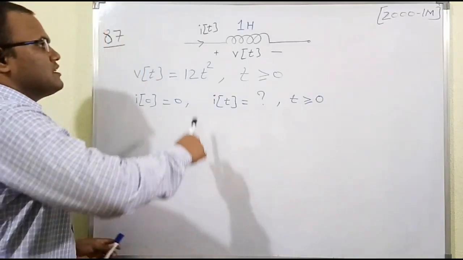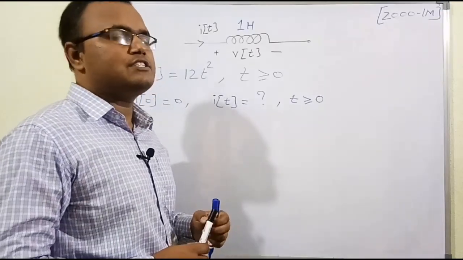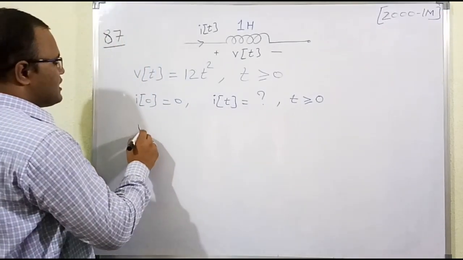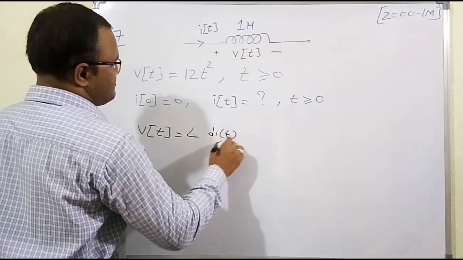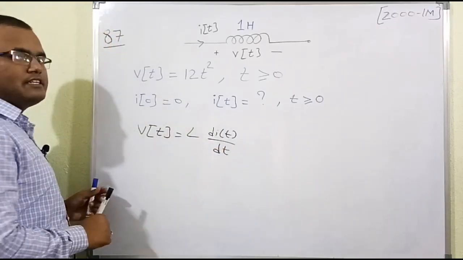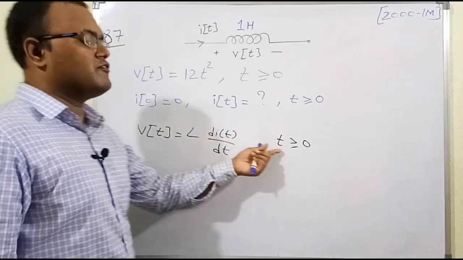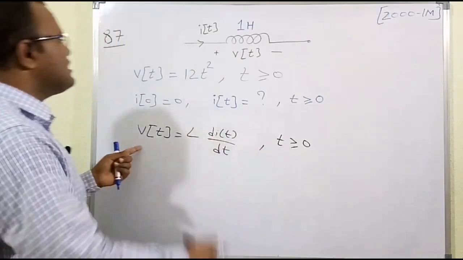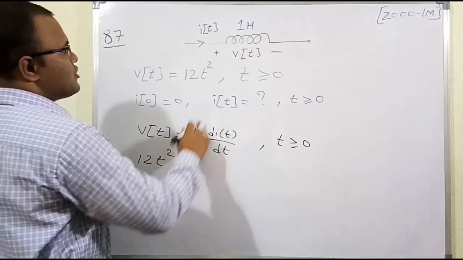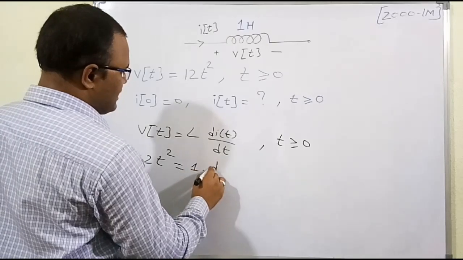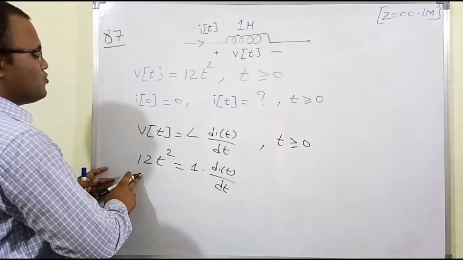So let's do this numerical. First, before doing this numerical, we need to know the voltage-current expression across the inductor. The voltage-current expression across the inductor is V of t equal to L d I of t by dt. Now I am writing this equation for t greater than or equal to 0. At t greater than or equal to 0, V of t is already given, which is 12 t square, and L we know is 1, so 1 into di of t by dt. Now I am moving this dt to the left side.